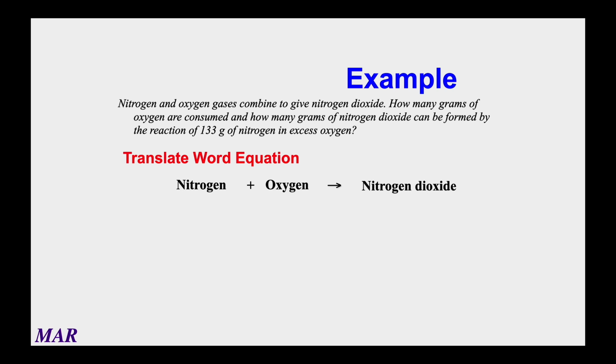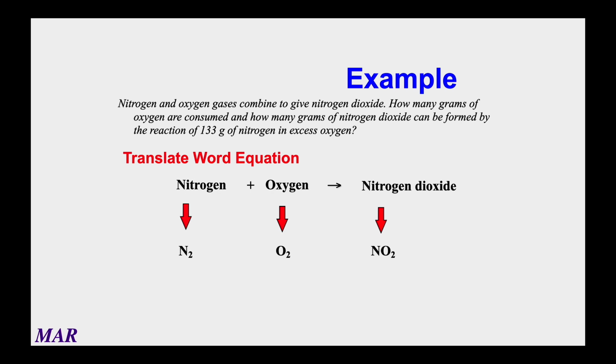Now, remember, the 7 diatomics. Nitrogen and oxygen are both diatomics. So those are going to be N2 and O2. Nitrogen dioxide is a non-metal compound where you can use Greek prefixes. Nitrogen dioxide means 1 N and 2 O's. So let's translate those out. It's N2 for nitrogen, it's O2 for oxygen, and it's NO2 for nitrogen dioxide. Okay, now we've got the raw reactants and products.